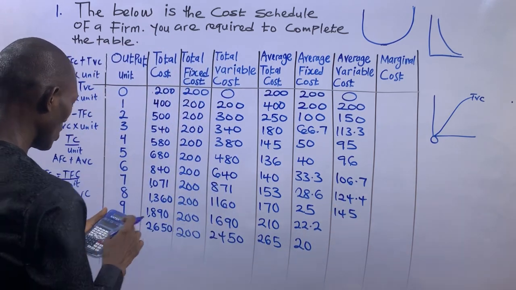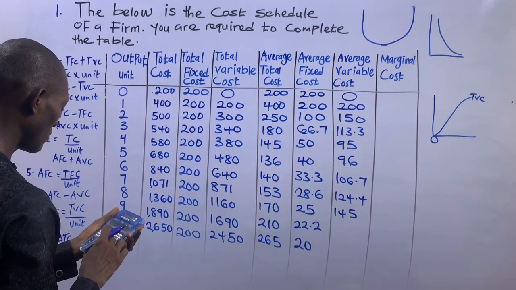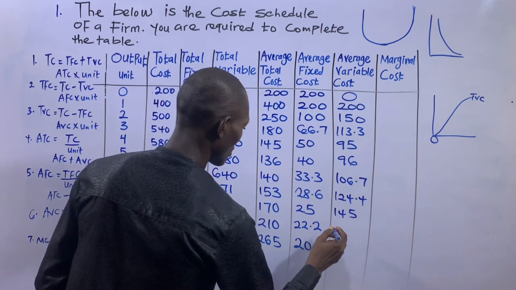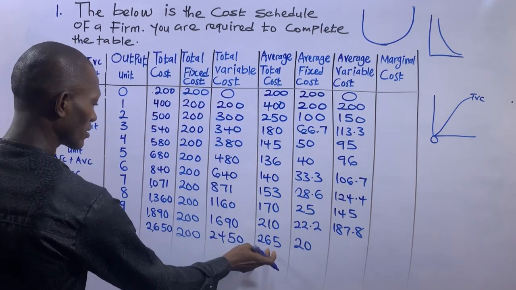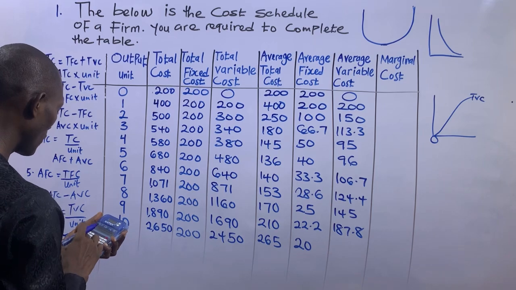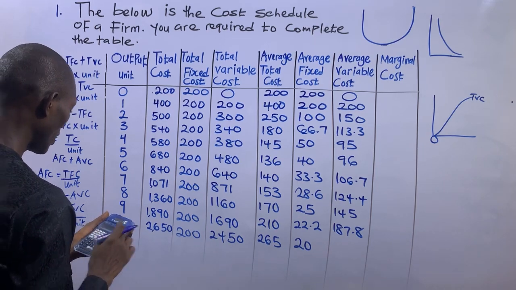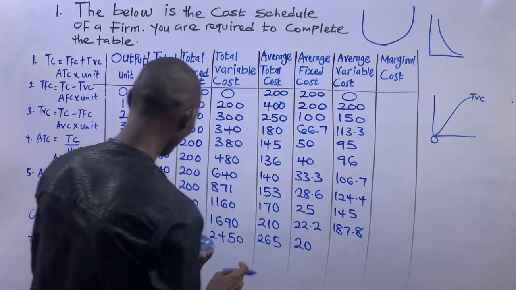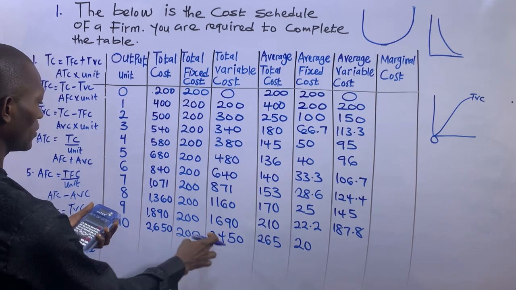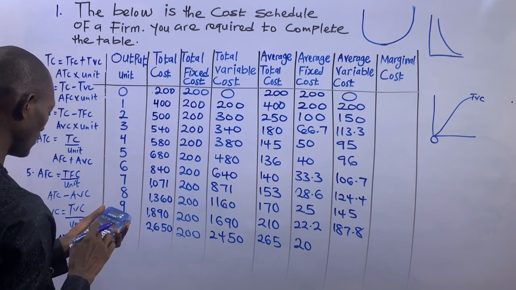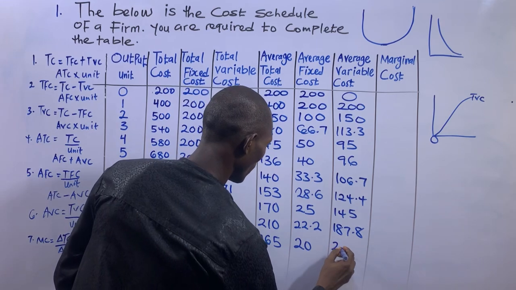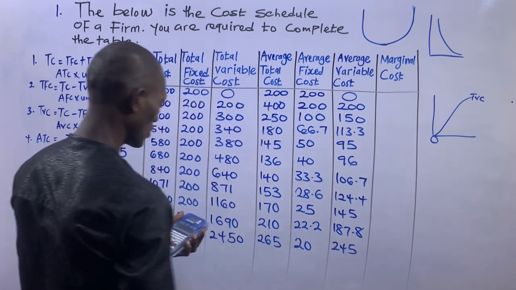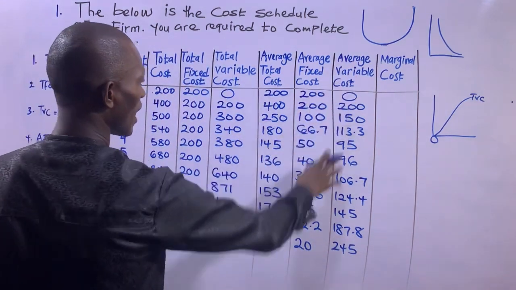And 1690 divided by 9, that gives us 187.8. And lastly, 2450 divided by 10, that gives us 245. So that's what we have regarding average variable cost.